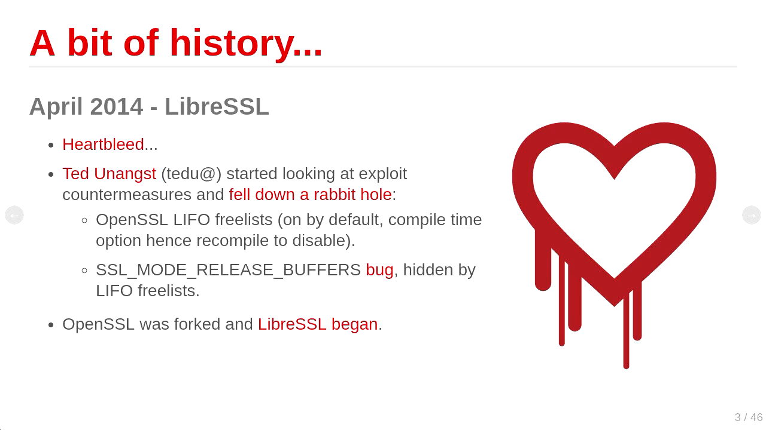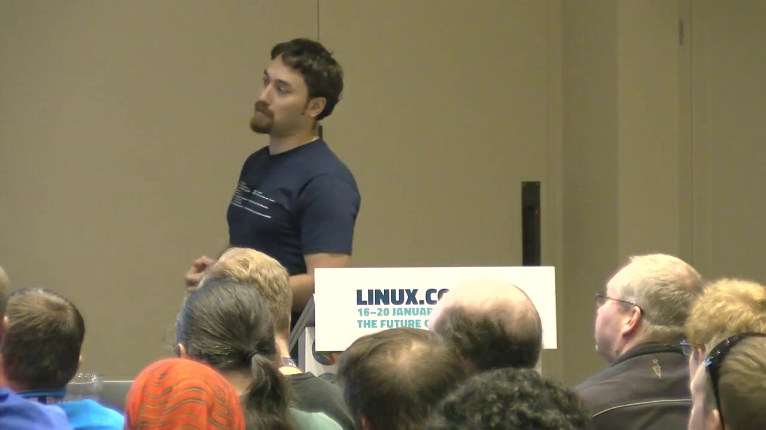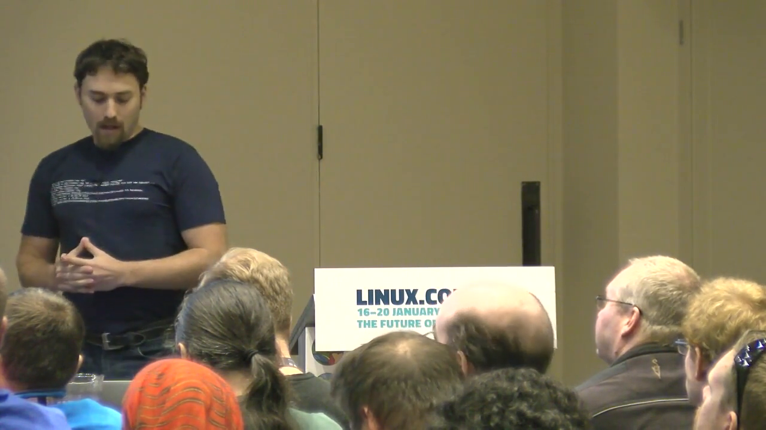Nginx started crashing, scratching his head. A little bit later, he realized that there's another bug going on here. There's a thing called SSL mode release buffers. Basically, what this does is when you have finished with a buffer, supposedly, it's supposed to return it automatically and will basically allocate one when you do the next read. However, this happened to be buggy.